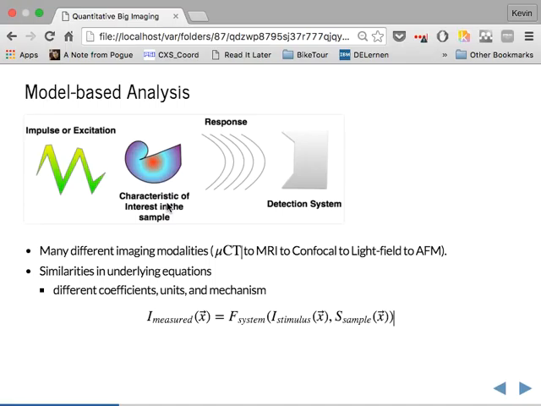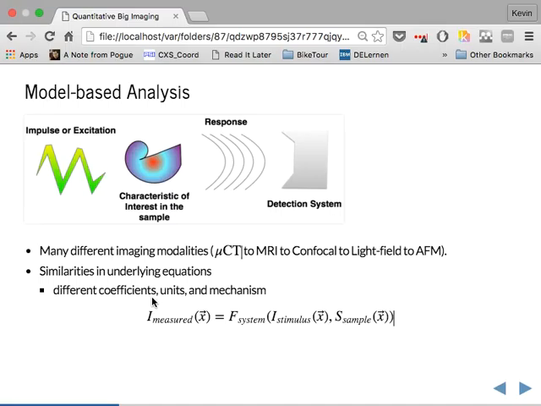The model-based analysis, which we'll cover at the beginning, is really the physicist's, or more engineering, approach, where you have some sort of impulse or excitation. You're looking at a characteristic of your sample, and this might be the density, the amount of fluorescence probe in a certain area, or any number of other factors. You then have this response in your detection system.